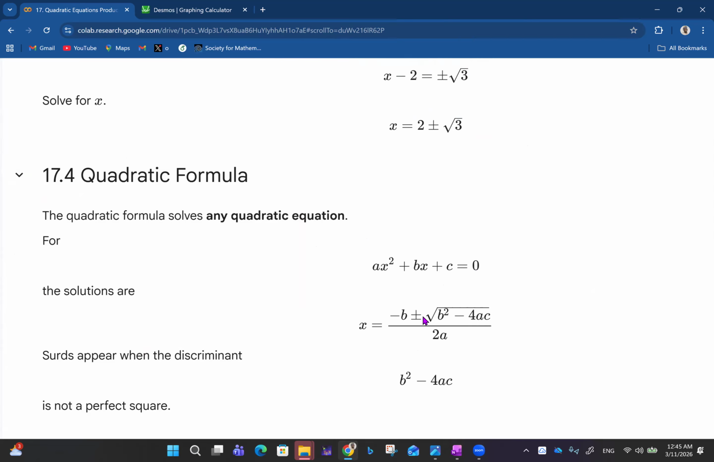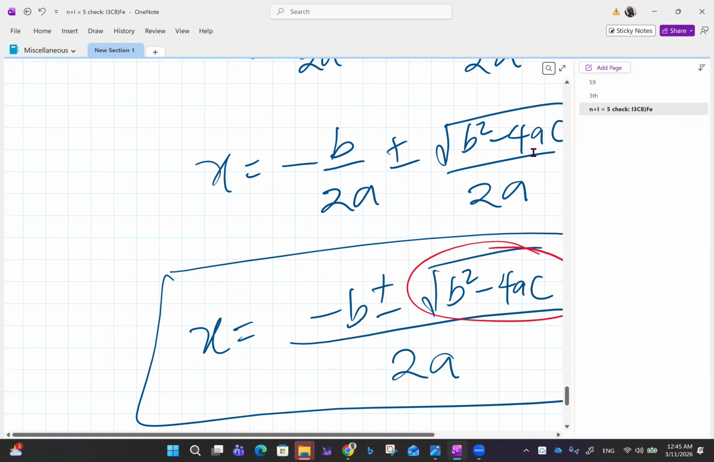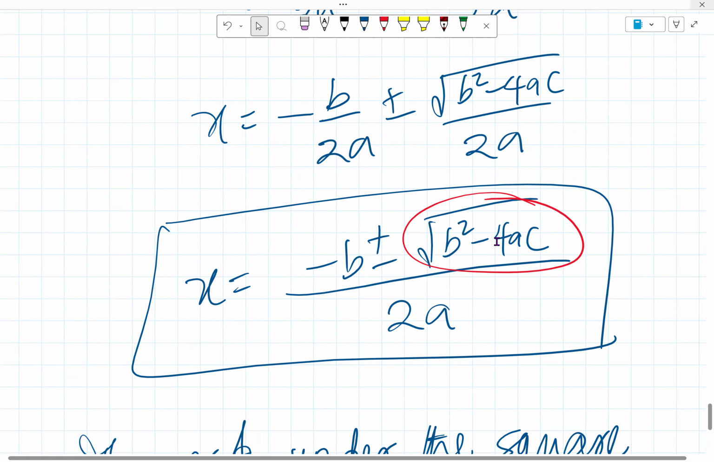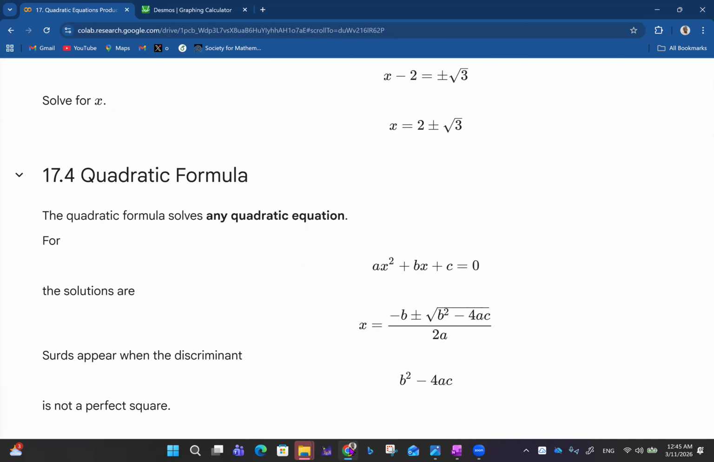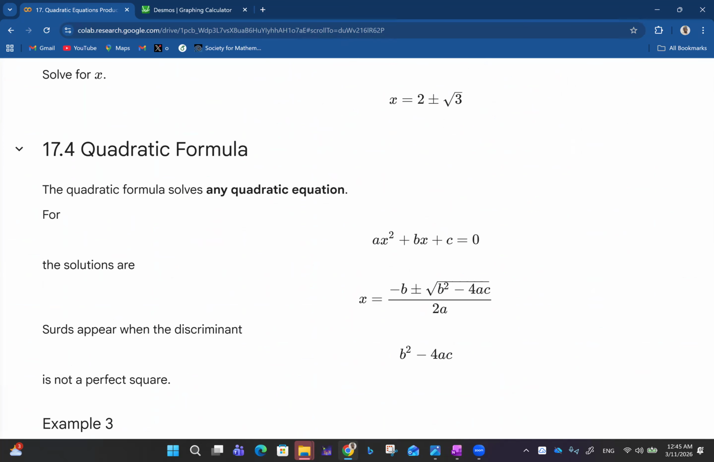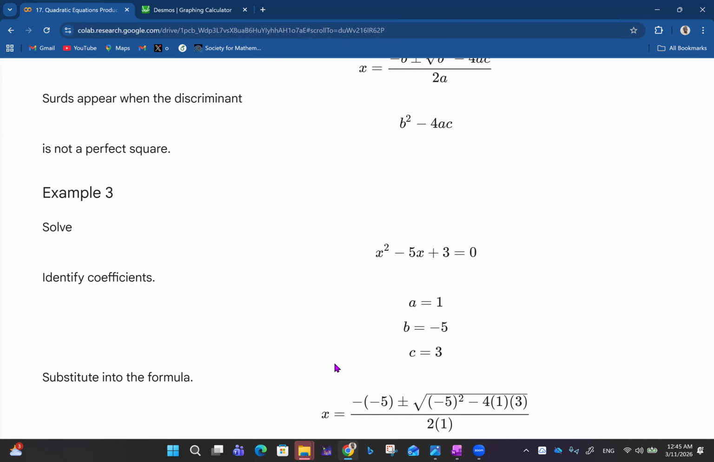The solutions are x equals minus b plus or minus square root of b squared minus 4ac over 2a. And that's exactly what I derived here using the completing the square method on the general quadratic form, right? So with this now, surds appear when the discriminant b squared minus 4ac is not a perfect square, like we have seen already. So look at example 3 now.